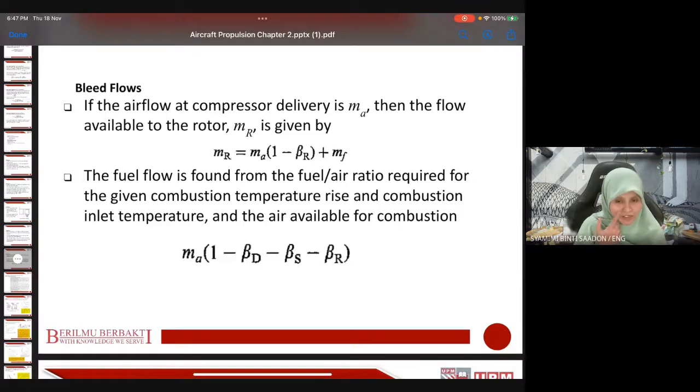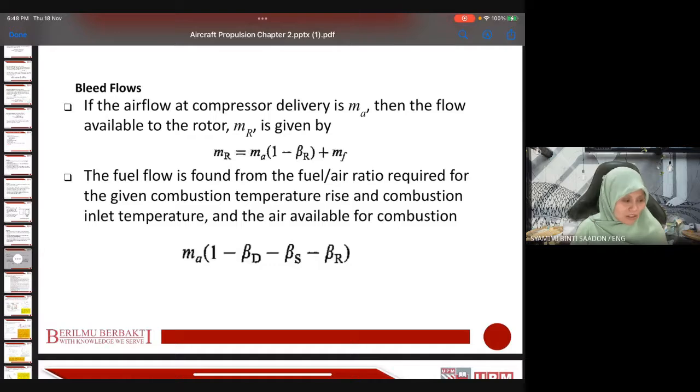But by considering this bleed flow, we need to take into consideration the value of this bleed flow efficiency. The fuel flow is found from the fuel to air ratio required for the given combustion temperature rise and combustion inlet temperature and the air available for combustion. So the total overall mass flow rate throughout the cycle will be slightly changed due to this bleed flow.